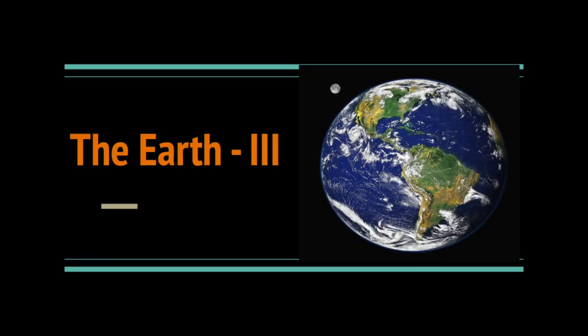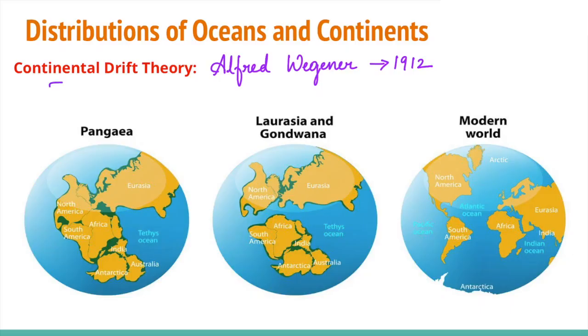In this session, let's discuss the last part of the earth, that is, the distribution of oceans and continents. Continental drift theory. It was Alfred Wegener, a German meteorologist, who put forth a comprehensive argument in the form of continental drift theory in the year 1912. This theory was regarding the distribution of oceans and the continents.